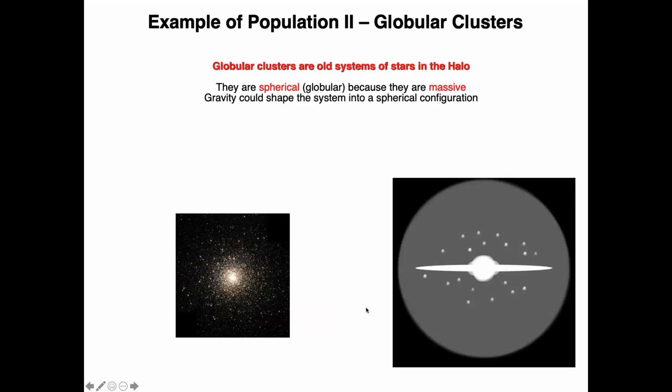They are spherical, therefore globular, because they're massive, and gravity could shape the system into a spherical configuration. They are virialized, with the more massive stars going to the center and the less massive stars going in the periphery. And they are pretty much spherically symmetrically distributed around the galaxy in the halo. In fact, it was the survey of globular clusters by Harlow Shapley in the beginning of the century that gave us the first evidence that the Sun was not in the center of the galaxy.